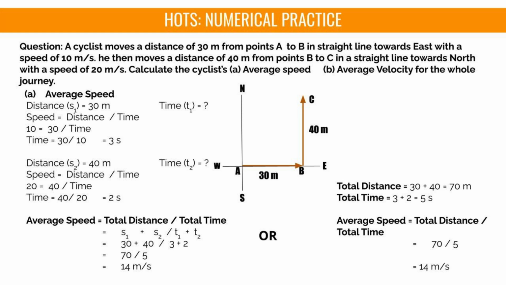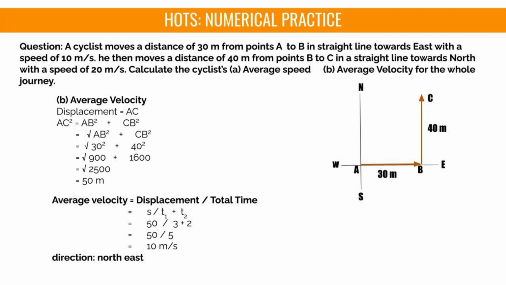Step 4, calculate average speed. Average speed equals total distance divided by total time. 70 by 5. Average speed is 14 meters per second. I have shown two ways to calculate average speed of the cyclist, feel free to use either of the ways.